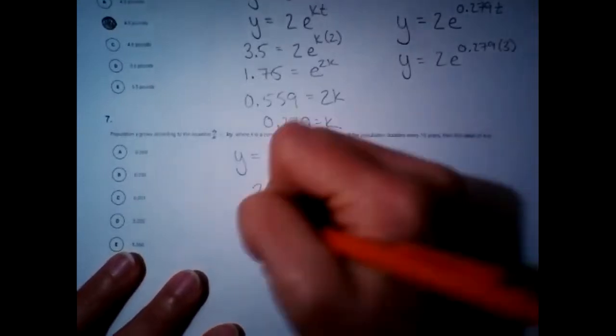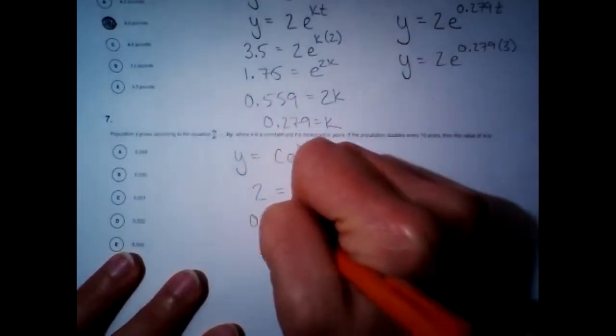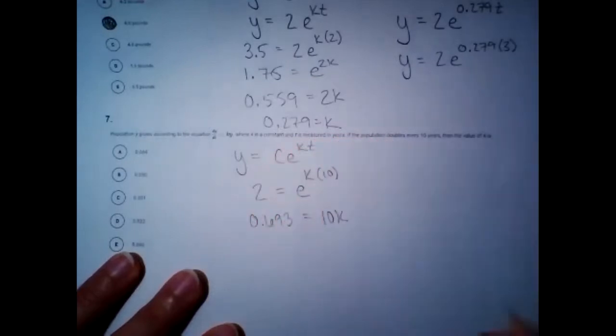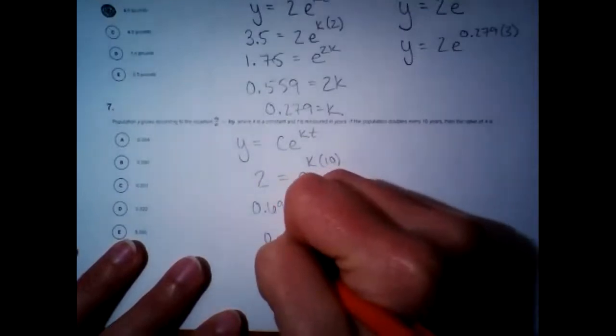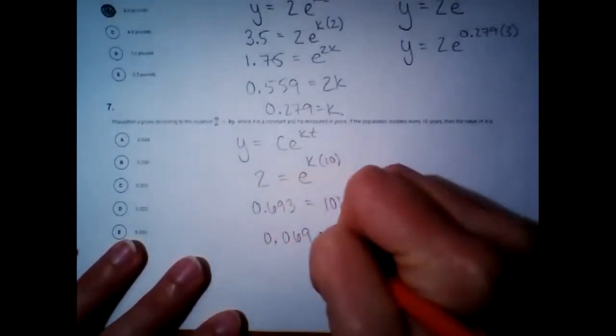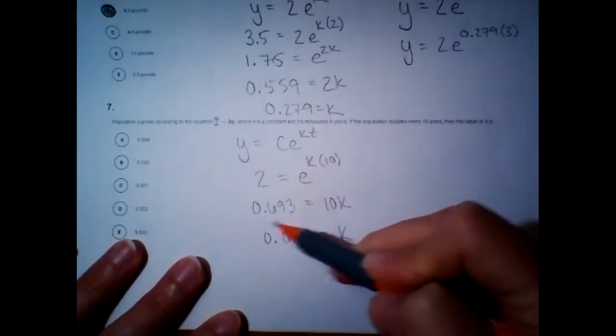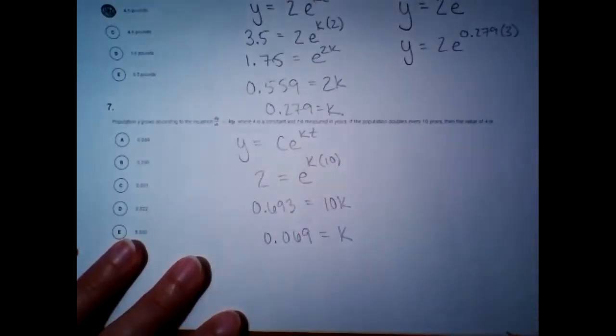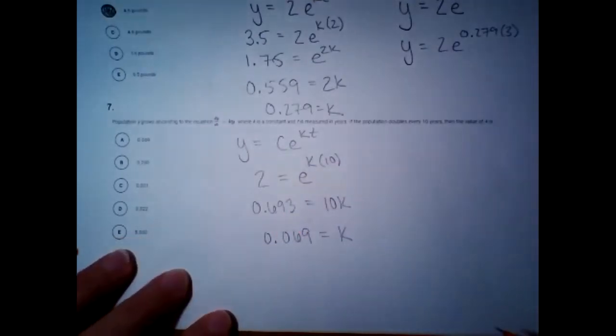And that gives me 0.693 equals 10K. And then I'm going to divide that by 10. So I just hit divided by 10 in my calculator. So 0.069, which I don't know why I hit divided by 10. You're just going to move the decimal point over when you divide by 10. So 0.069, and so that one is A.